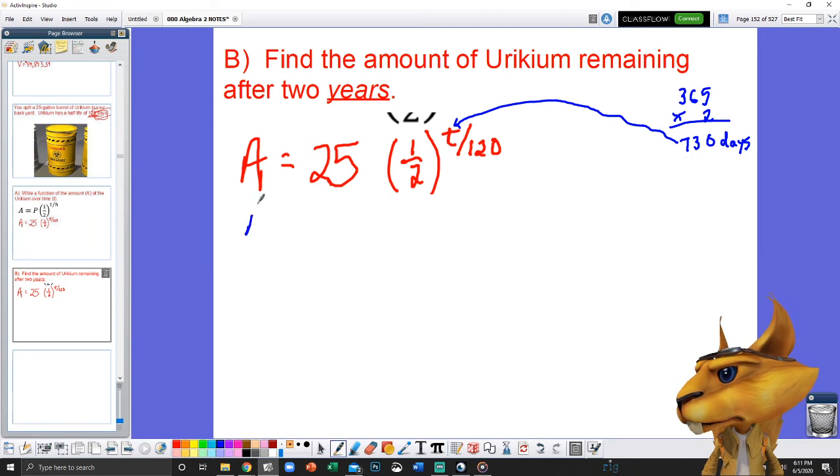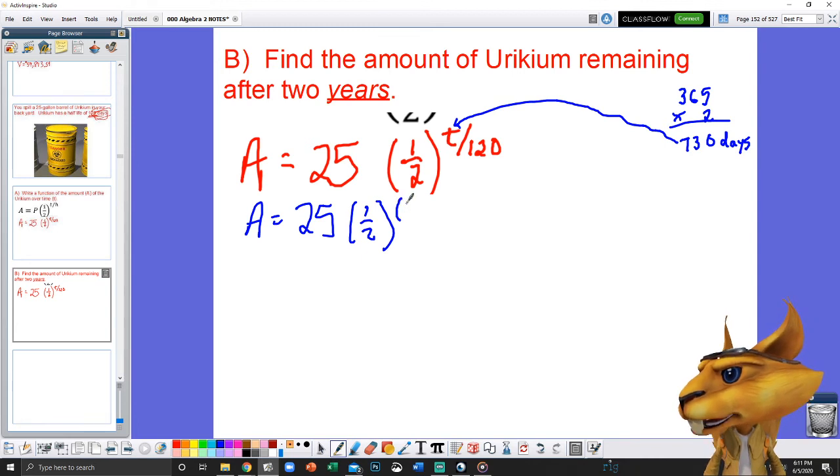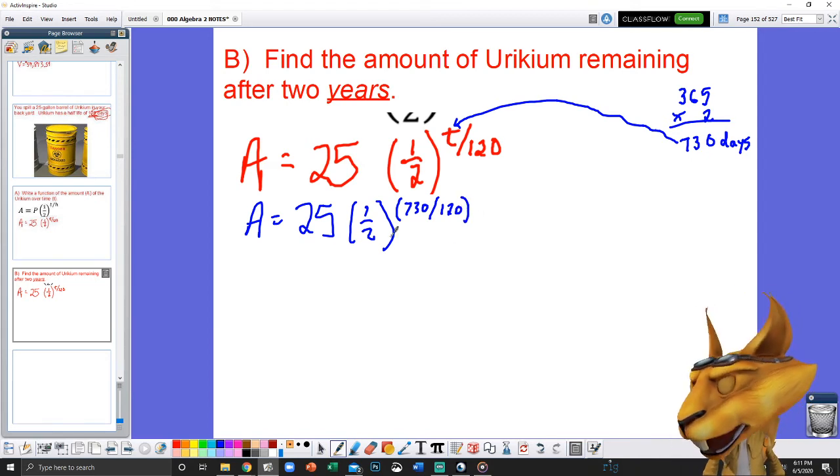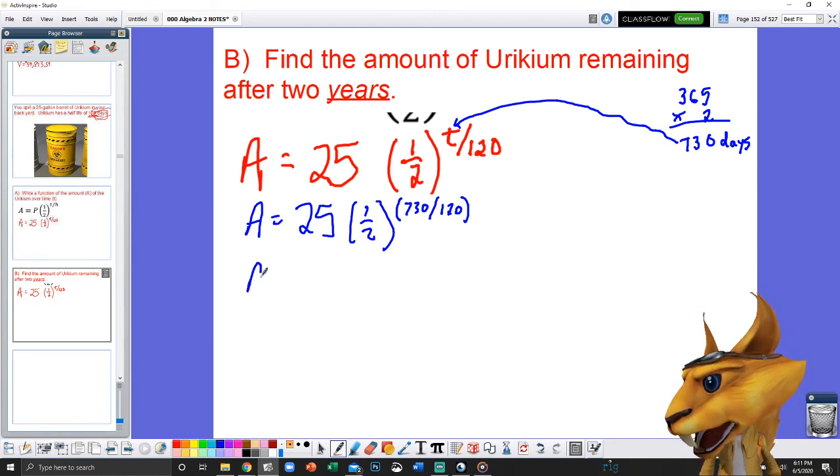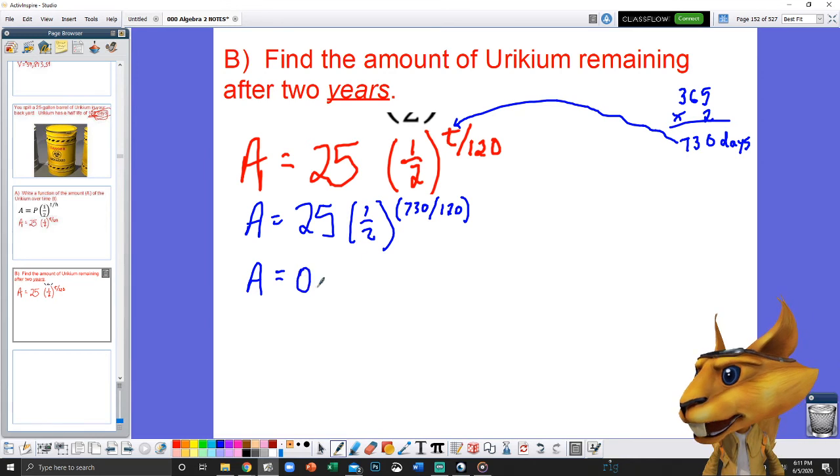So I'm going to copy everything. 1/2. Now remember parentheses for our exponent, 730 divided by 120. All right, go ahead, hit pause, type that baby on your calculator and see what you get. Alright, hopefully you're done by now. My calculator says 0.37. What does that mean?